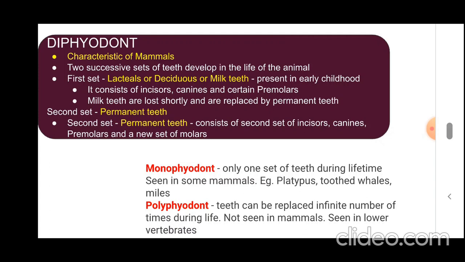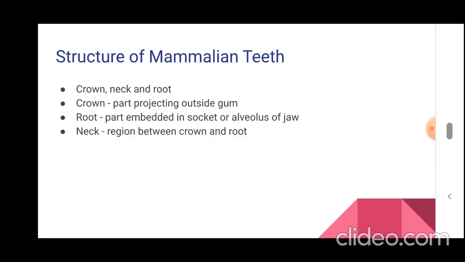There are two other conditions known as monophyodont and polyphyodont. Monophyodont means only one set of teeth is present during lifetime, and this is seen in some mammals like platypus and toothed whales. Polyphyodont means teeth are replaced an infinite number of times during life, and this is not seen in mammals. This is seen in lower vertebrates.